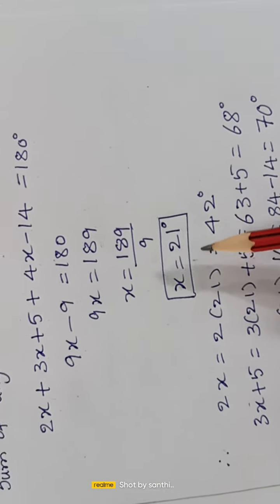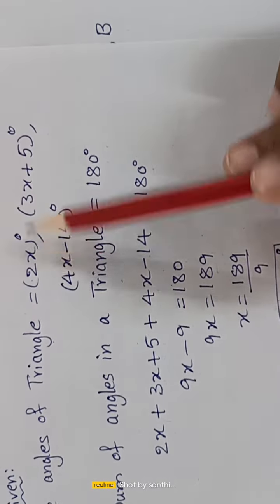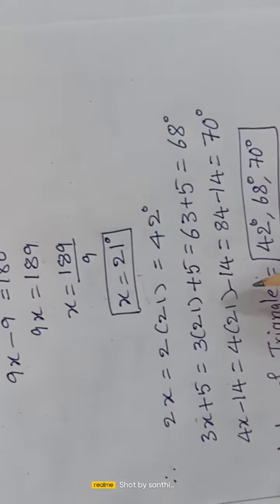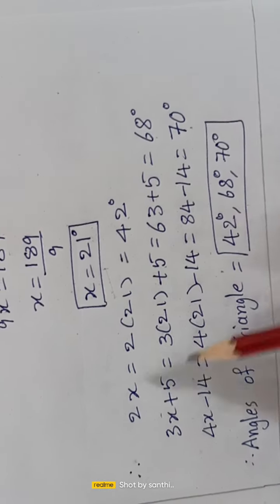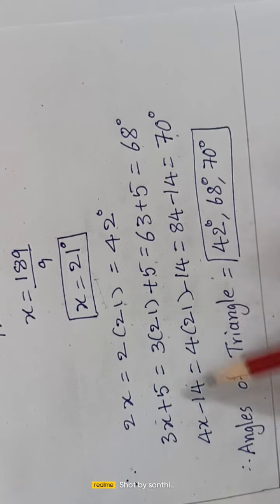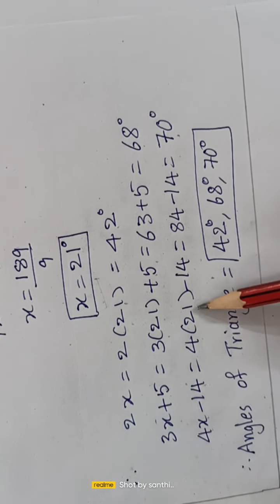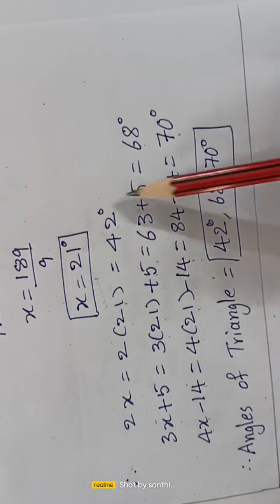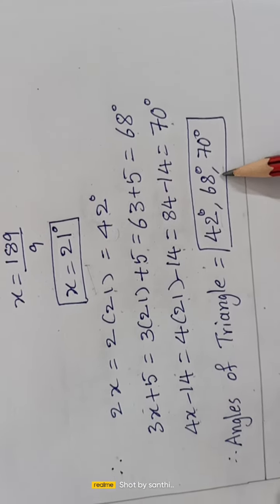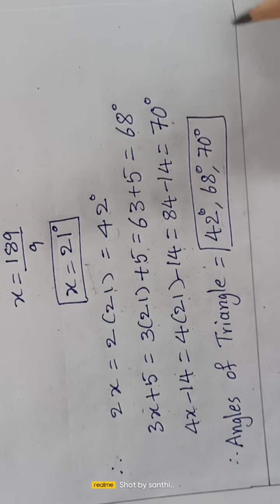They ask to find angles of triangle. No, angles of triangles means these only. Then substitute x value in these three. Then we get 3 angles of triangle. 2x, 2 into 21. 3x plus 5, 3 into 21 plus 5. 4x minus 14, 4 into 21 minus 14. By substituting those values we get 3 angles of a triangle. We should write the properties whatever we are using in the solutions, then only you will get full marks.